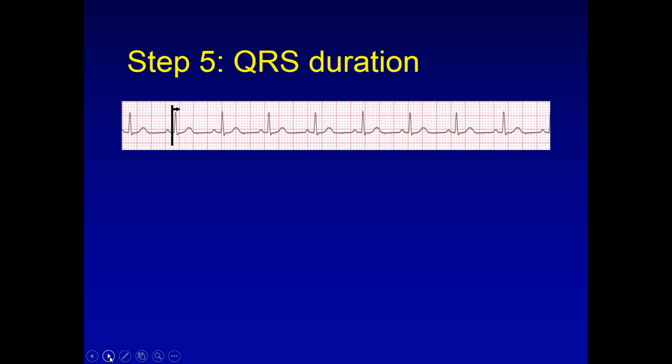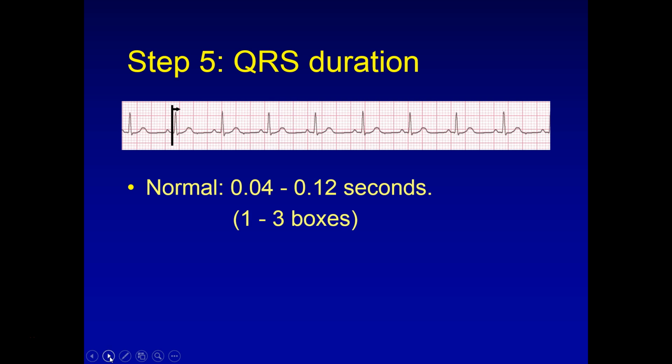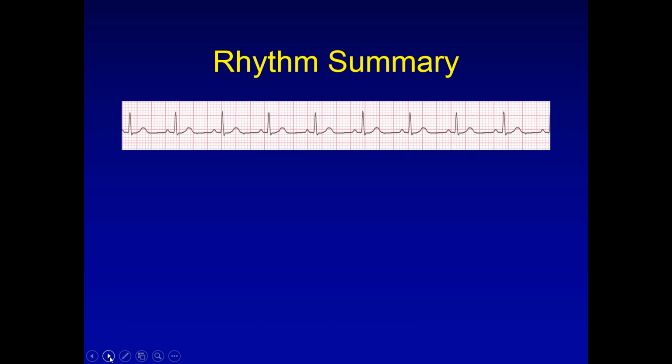Okay, now we're going to look at the duration of the QRS complex. This is your ventricular contraction, remember, the representation of it. So normal is going to be 0.04 to 0.12 seconds. So that's going to come to 1 to 3 boxes. So if the duration of your QRS complex is 1 to 3 boxes, it's normal. And this is 0.08 seconds.